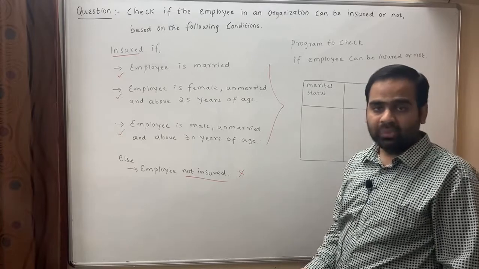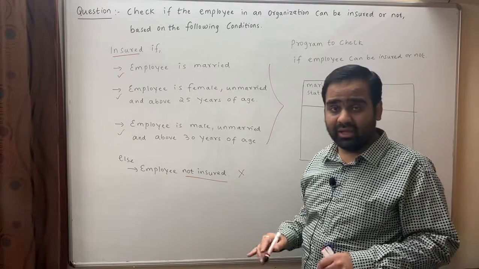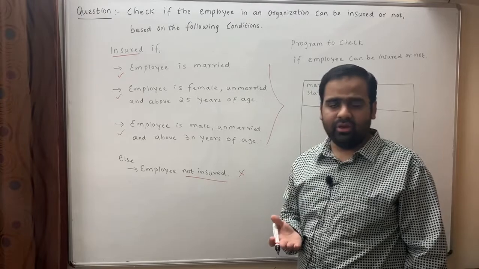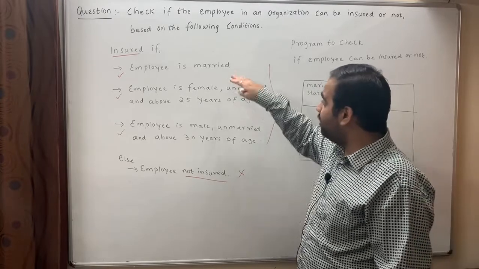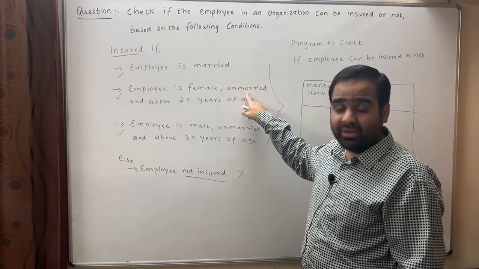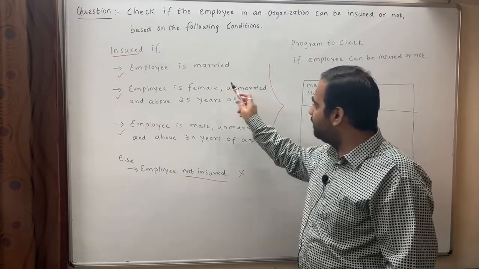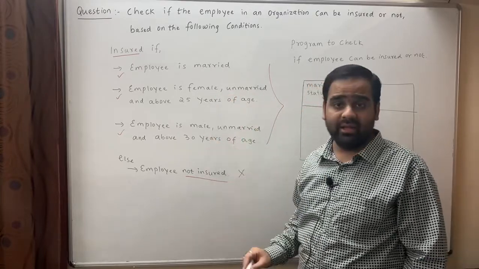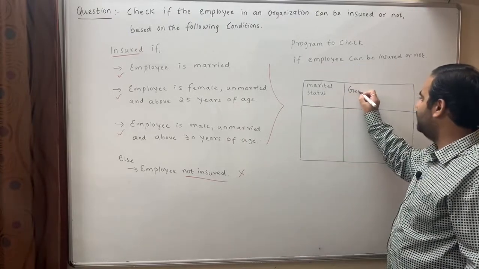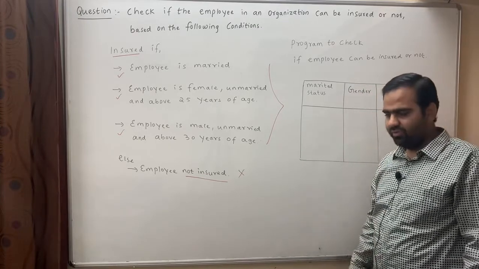Now, if I say yes, the employee is married, then the output is yes, the employee can be insured. Now, there are two possibilities, either the employee is married or unmarried. Suppose the employee is unmarried. Now, we see over here, if the employee is unmarried, then we want to know the gender of the employee as well, because here it is unmarried female and here it is unmarried male. That means I need to know the gender of the employee. Therefore, I write over here the second input that we are interested in, the gender of the employee.